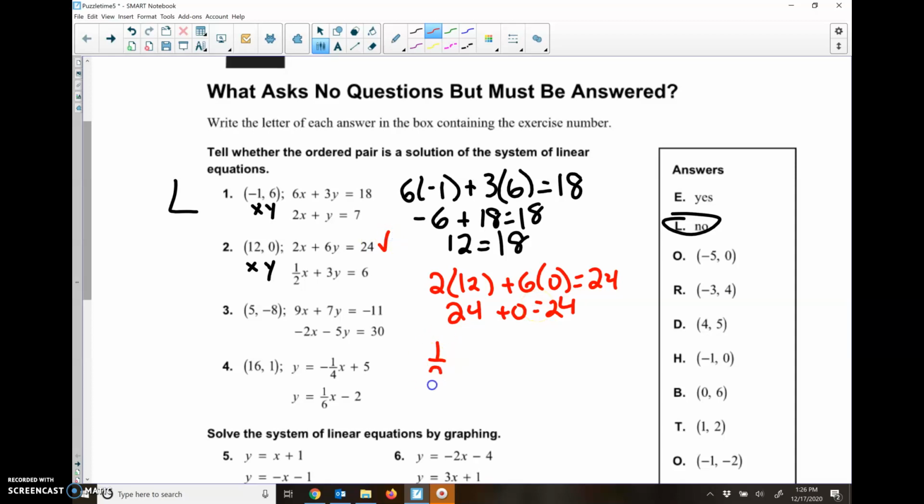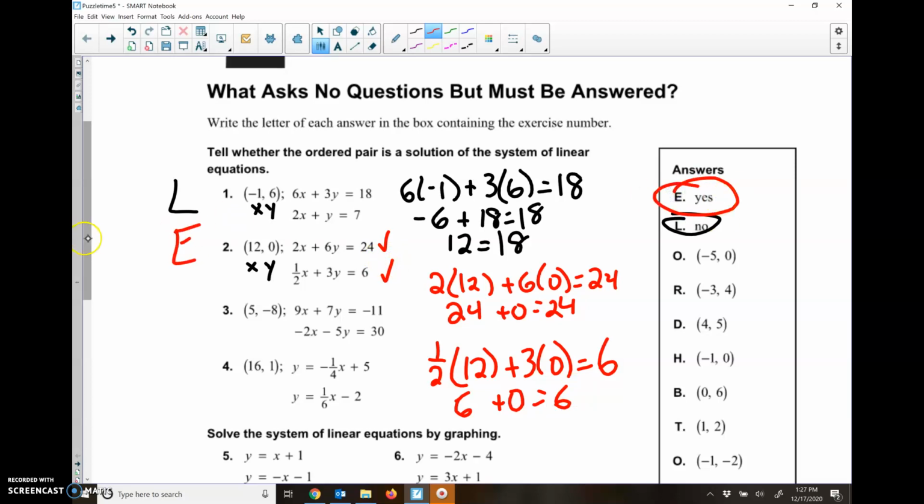Next one, we're going to do 1/2 times x. X is still 12, plus 3 times y, and y is still 0. And the book says it equals 6. Half of 12 is 6. 3 times 0 is 0. So 6 plus 0 equals 6. That is right. 6 plus 0 does equal 6. So we're going to put an E there. That one is a yes.